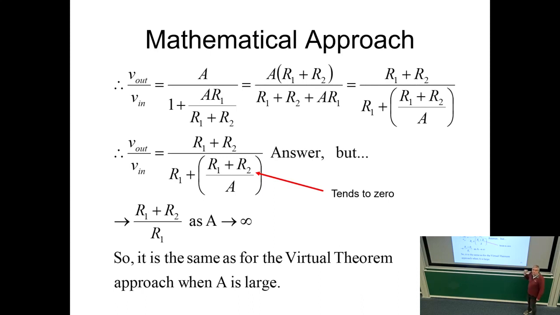What we might call revision. Targeted revision. Okay, so that tends towards R1 plus R2 over R1, which is 1 over 1 plus R2 over R1, as A tends towards infinity.